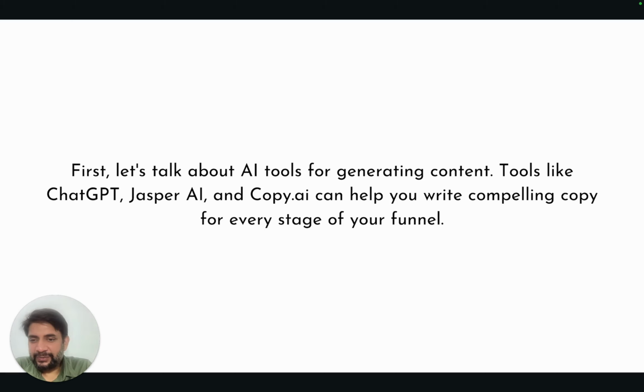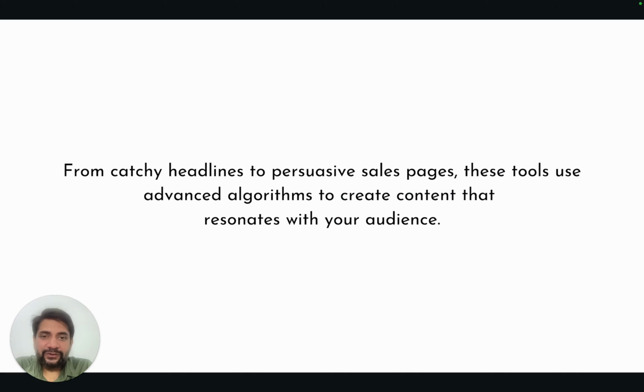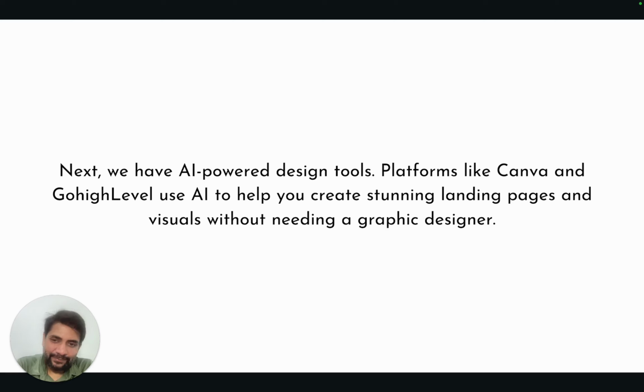Tools like ChatGPT, Jasper AI, and Copy AI can help you write compelling copy for every stage of your funnel. From catchy headlines to persuasive sales pages, these tools use advanced algorithms to create content that resonates with your audience, provided you give the right prompt and the right input.